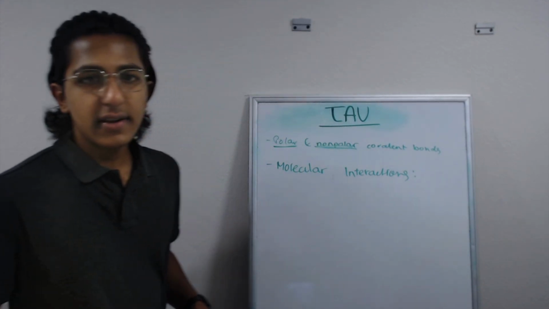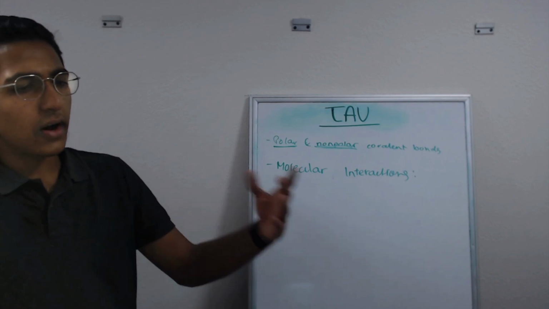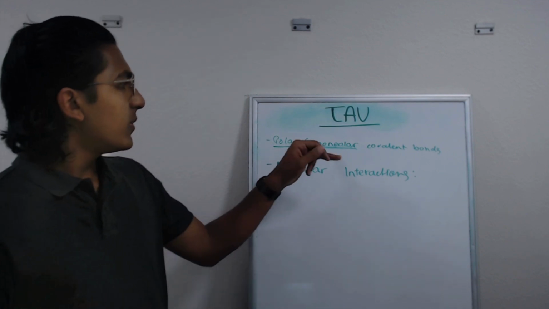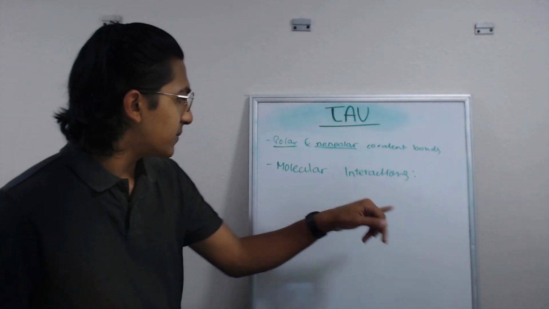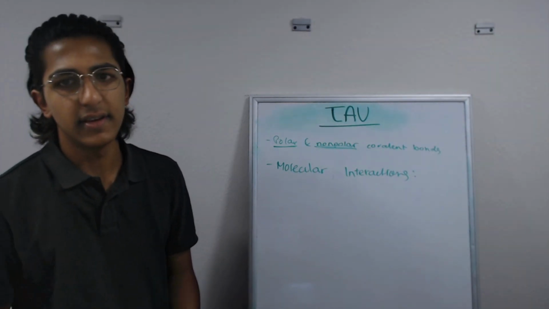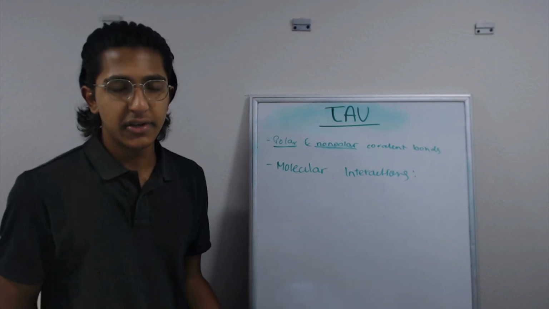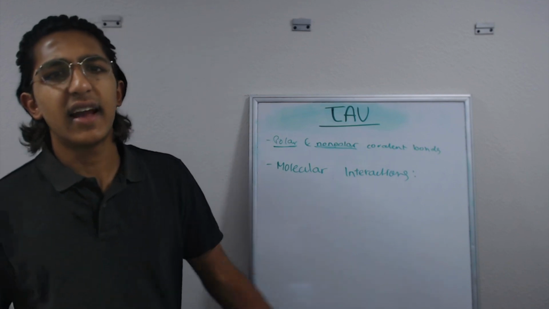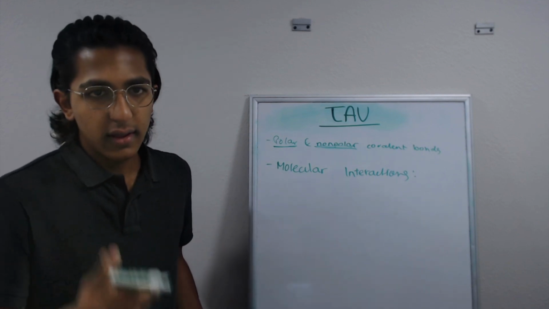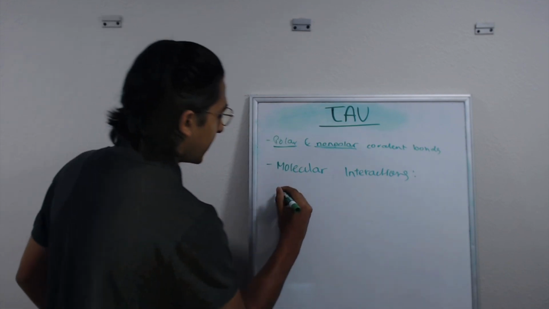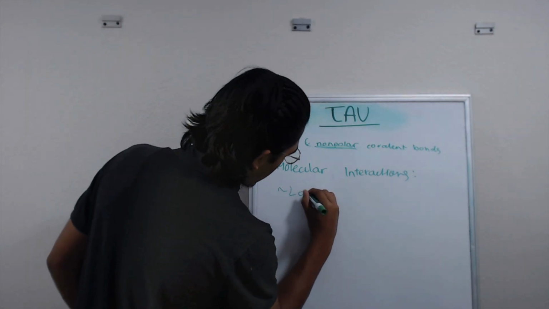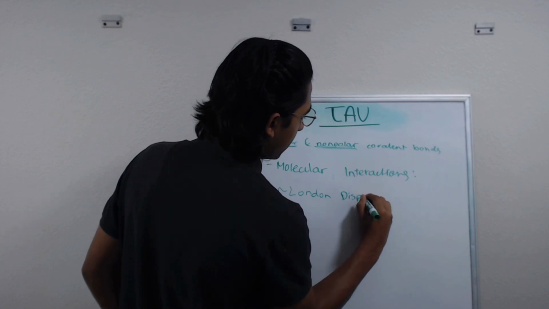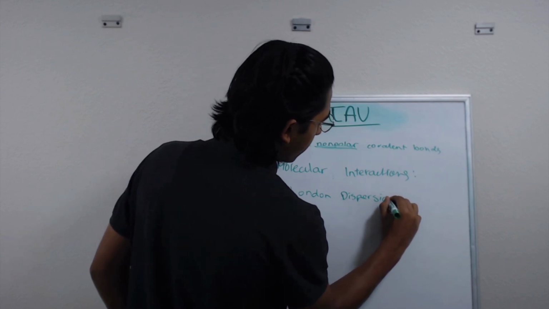To be attracted or repelled, what do you need? You need to be an opposite or the same charge, correct? So you might be wondering, how do non-polar covalent bonds have molecular interactions? They're a neutral charge, right? None of them have a charge, so they can't interact with each other in any way. However, there is something that we call a London dispersion force.